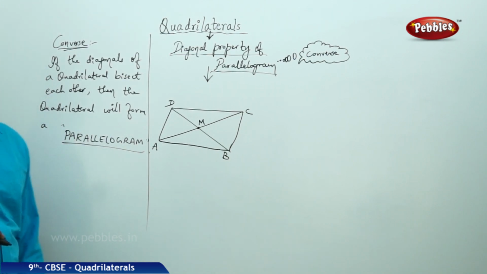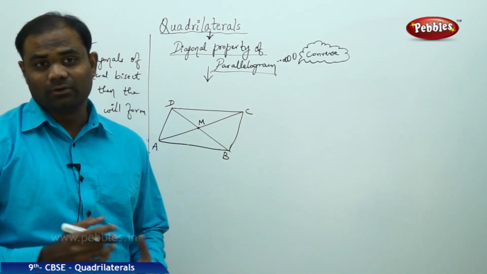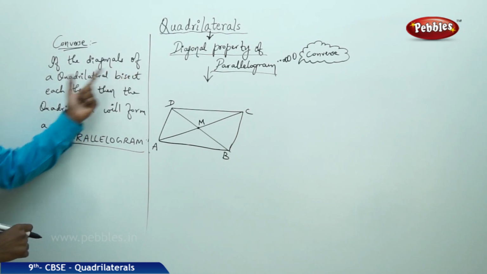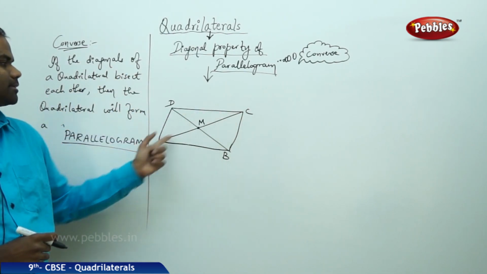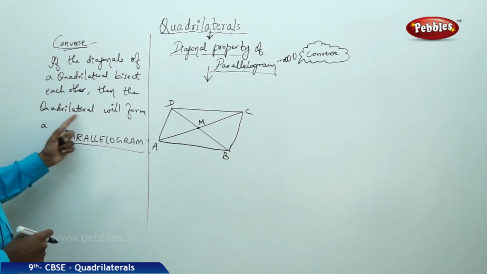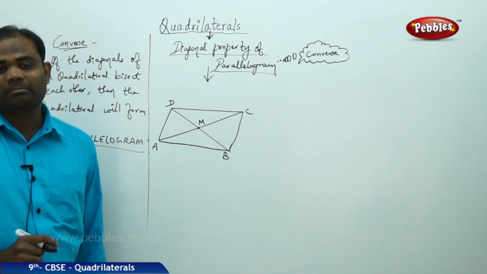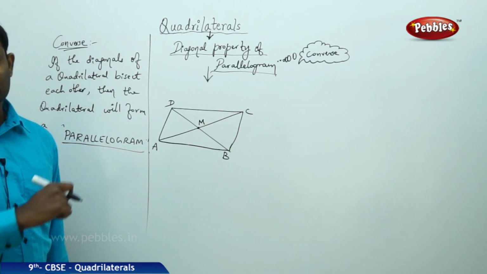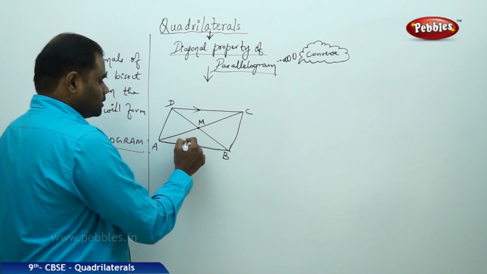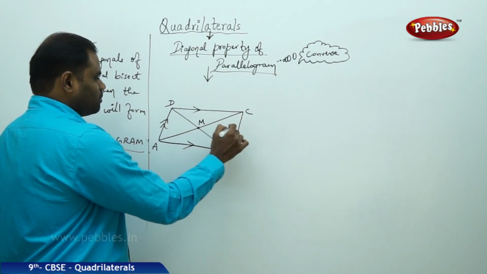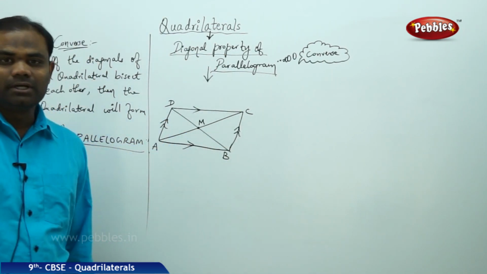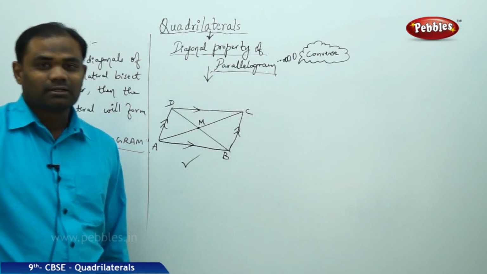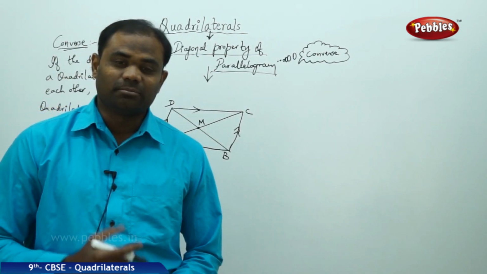Yes, the converse of the previous session holds. If the diagonals of a quadrilateral bisect each other, then the quadrilateral must form a parallelogram. They must form the pair of lines which are parallel to each other, is how I understand the converse of the previous session.